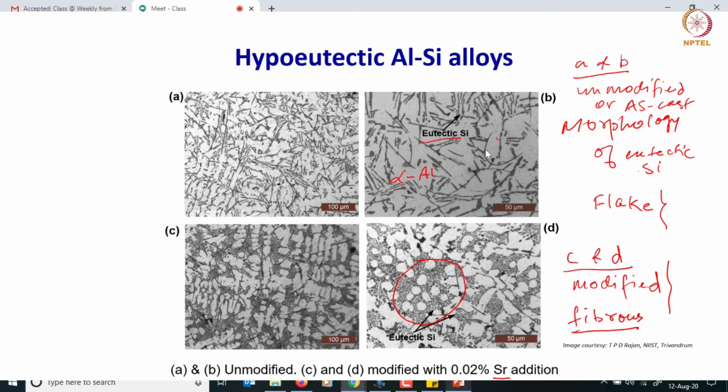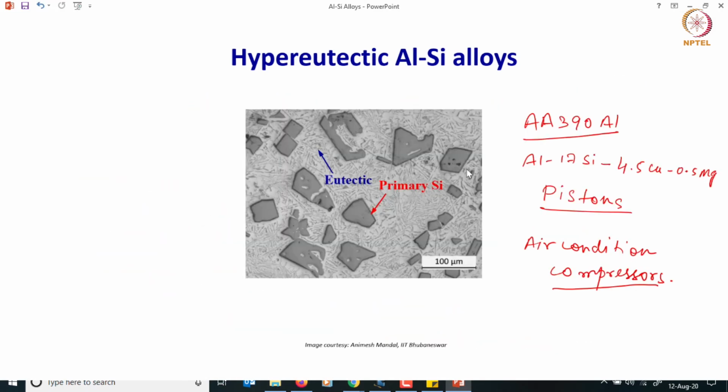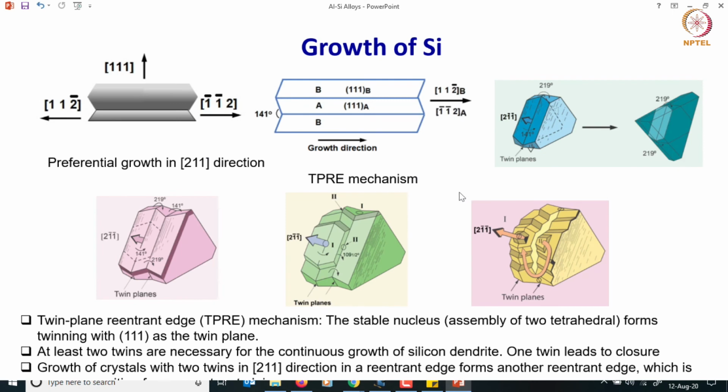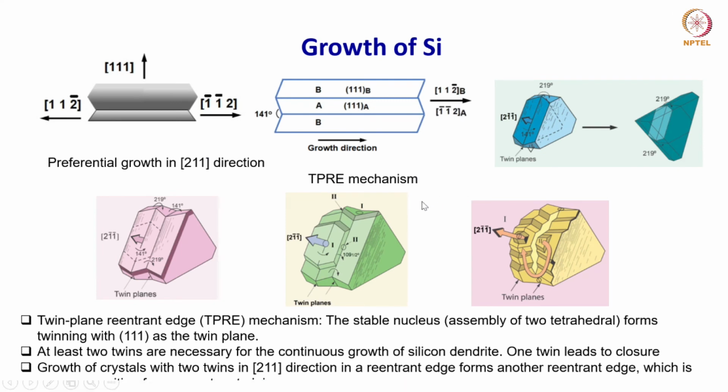Okay, so let us try and summarize then. If I want to summarize this mechanism, as I said, it is basically due to these twins which form during the growth of the silicon crystals. And if you have at least two twins, then it will lead to growth in a particular direction, which will introduce more of these reentrant edges. Okay, and these reentrant edges are the sites where the atoms can preferentially attach, meaning these are the preferential nucleation sites for the silicon crystal to grow.